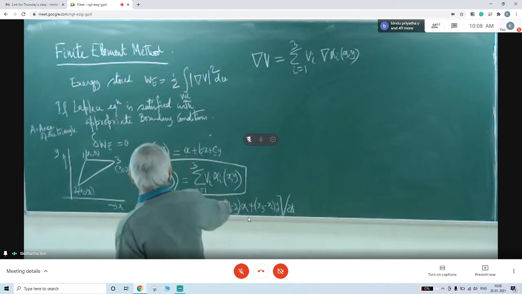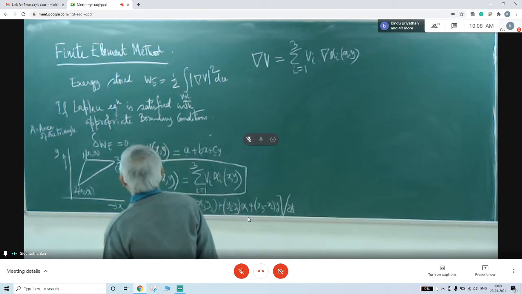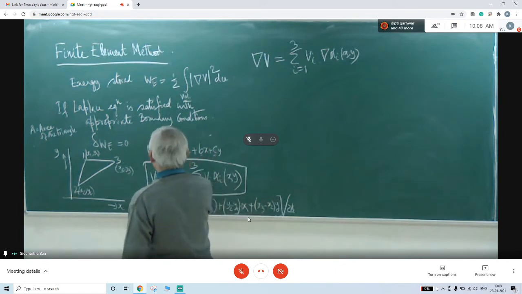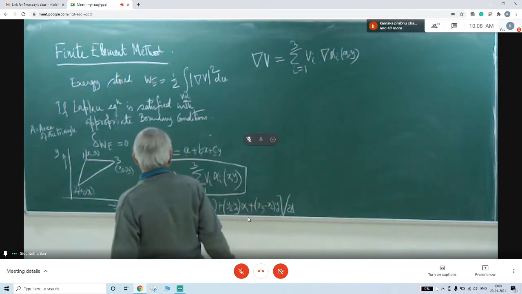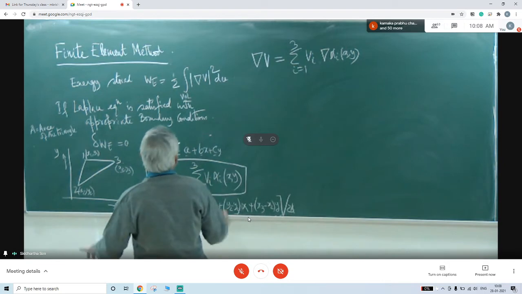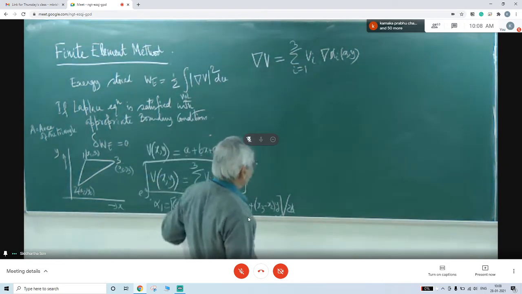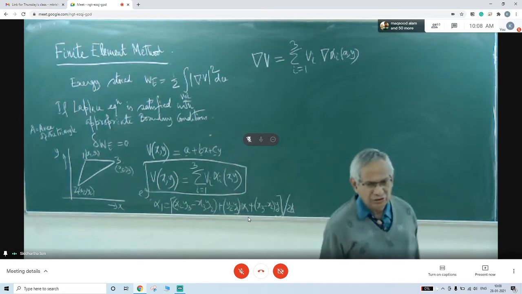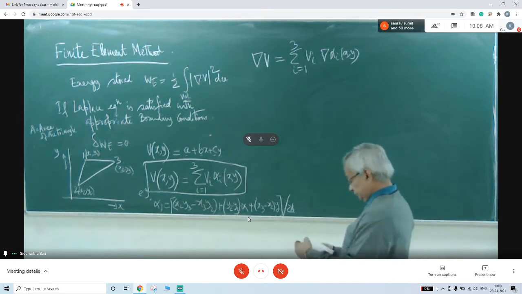And this one I have shown for 2D geometry. If it is a 3D geometry, it would be more complicated because it would be x, y, z there, and the complications will be more. So we are simplifying it for the 2D geometry only.